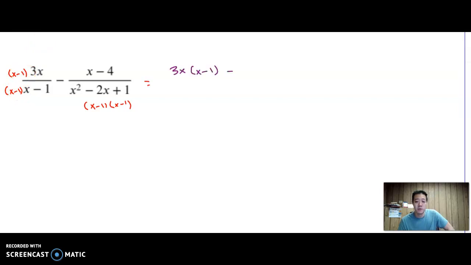Okay, so what we end up with, and I think what I did here was I tried to put it in as one fraction already. This x minus 4 already has both of the x minus 1s, so you do not need to multiply another one up here. Okay, so this is what I have right now.